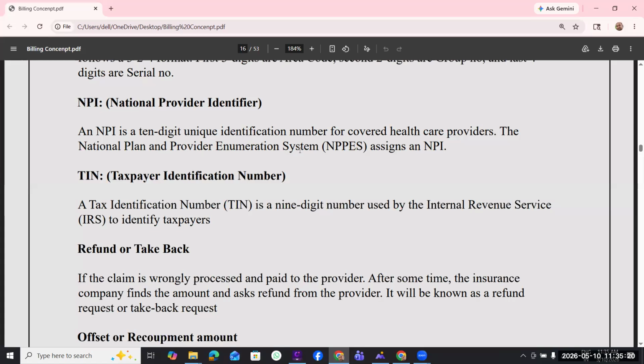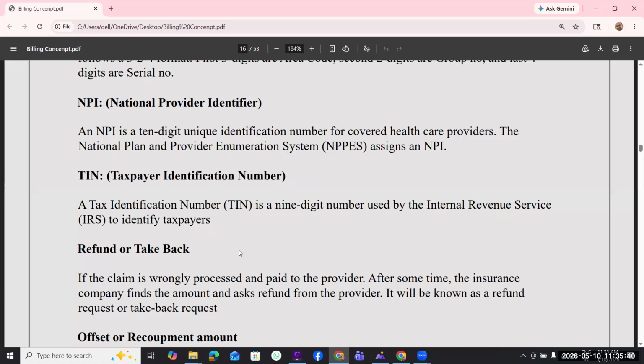TIN, Tax Identification Number. The Tax Identification Number is a 9-digit number used by the Internal Revenue Service, IRS, to identify the taxpayer. So this is also used to identify the tax benefit.